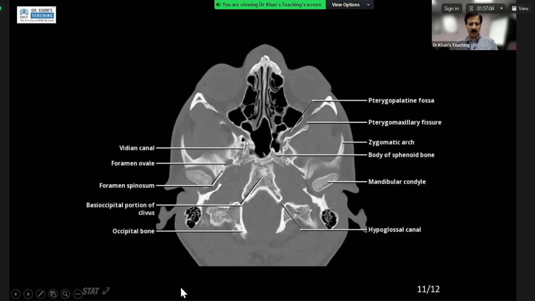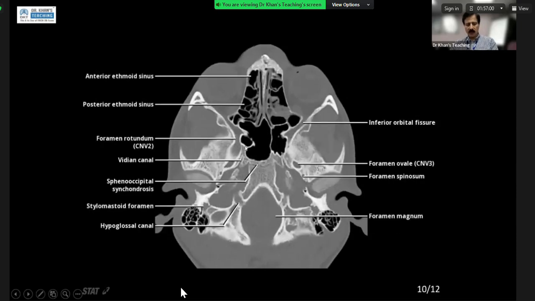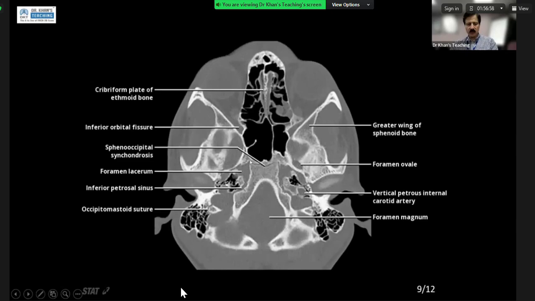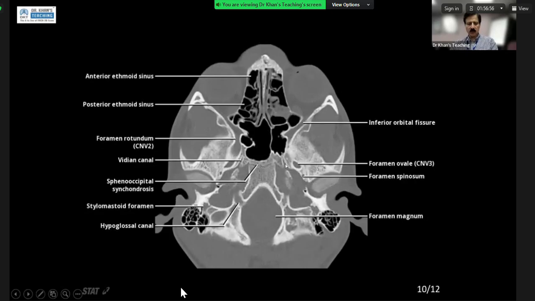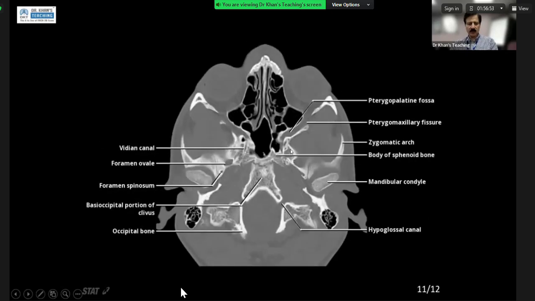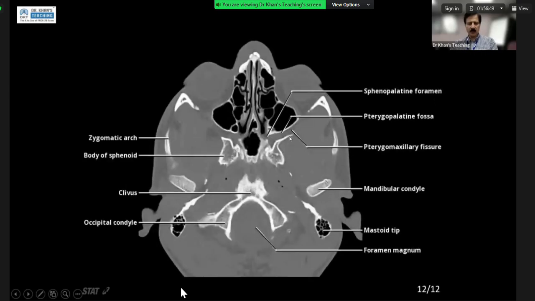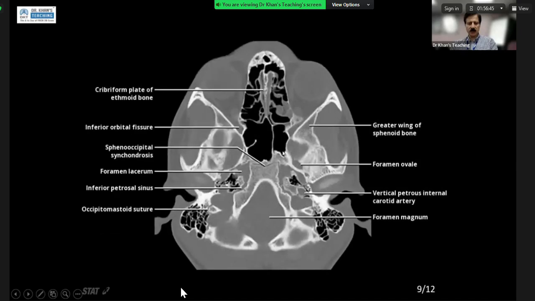But the key finding is this thing. You see this thing? So I forgot to mention something else actually. If you see here, this thing, just one second, let me go up and take you down once again. So this is foramen ovale.